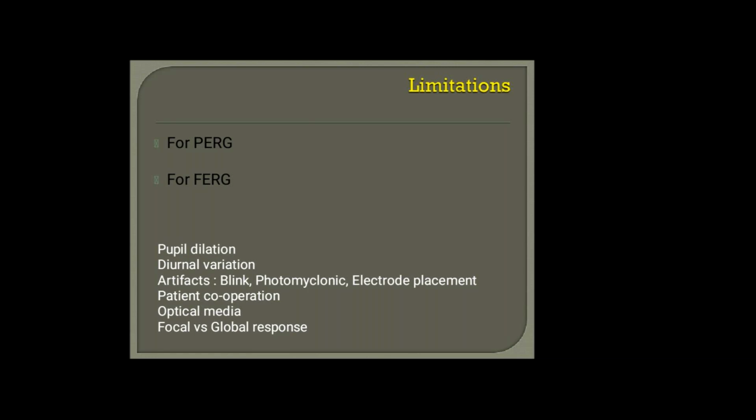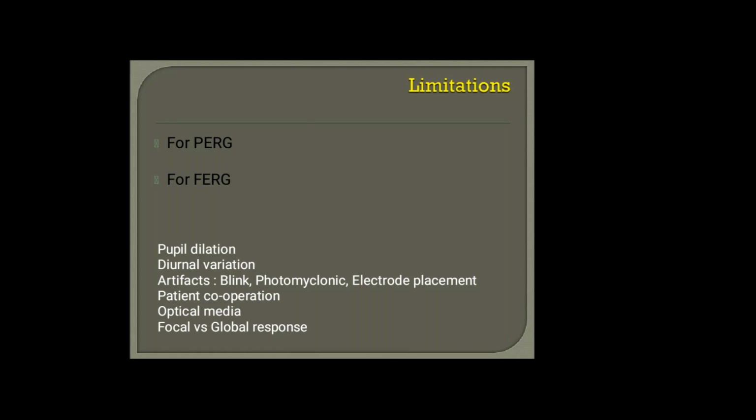And with this wrong response, you do not have any clue to understand whether the abnormality is due to the pupil being dilated or due to a pathology. Diurnal variation is always present, because if you take a response in the morning, it may not hold true if you take the response in the evening. It's just like your intraocular pressure, which varies from time to time.